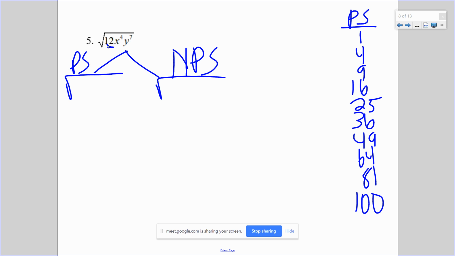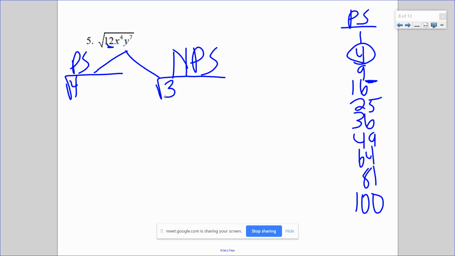Let's start with the 12. 12 is not on my list. What's the largest perfect square that goes into 12? 4. So 4 is my perfect square. 3 is my non-perfect square. Again, I'm just looking at the 12 right now. I'm ignoring the x to the 4th and the y to the 7th. I'll get to them in a moment.